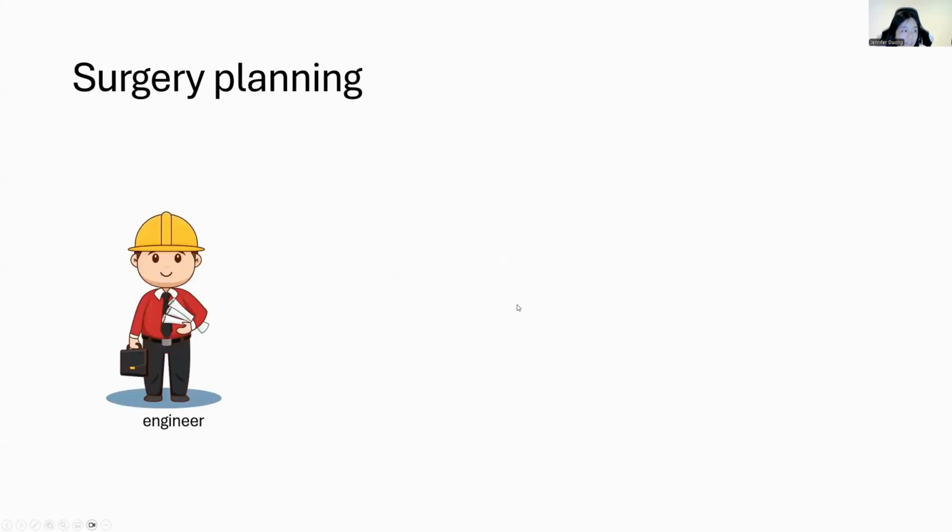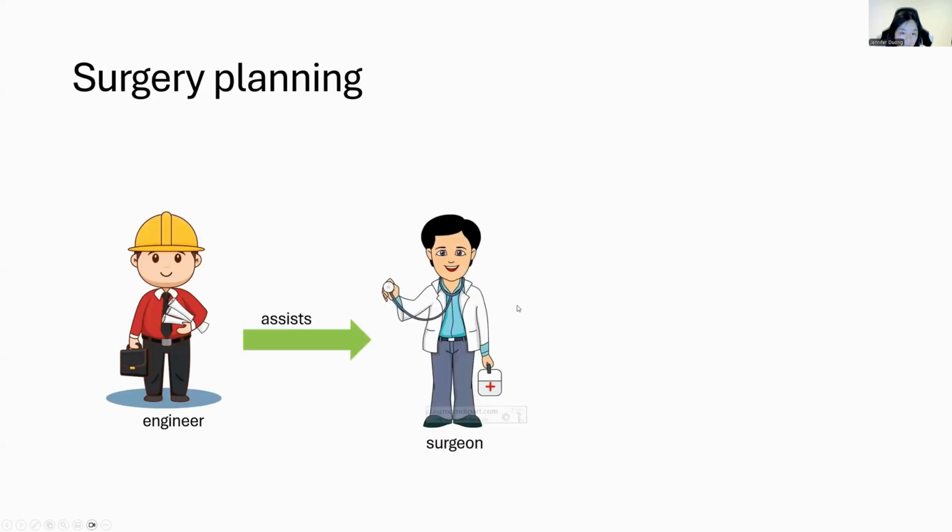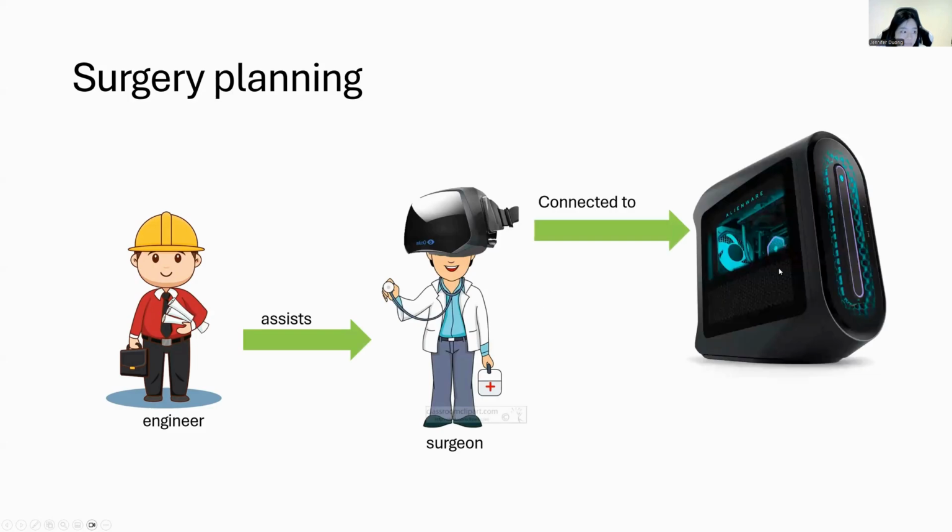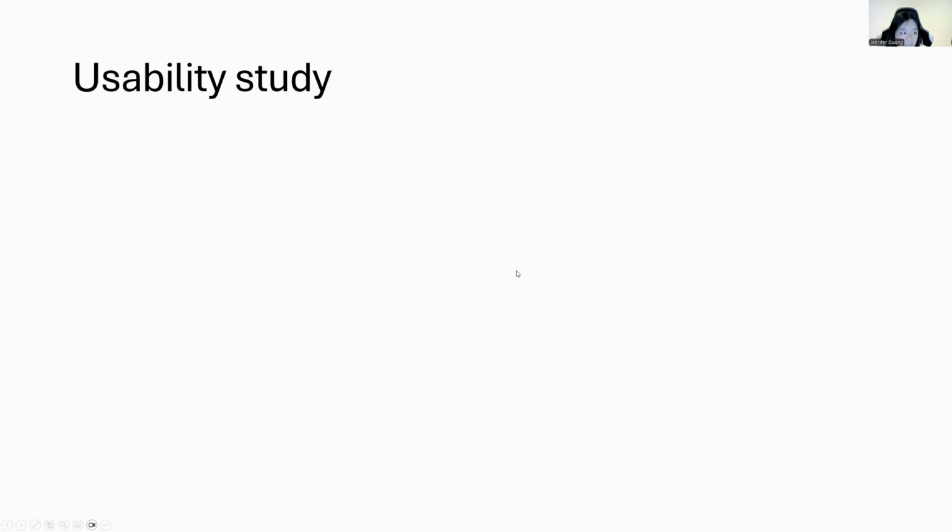Surgery planning is the most crucial part, and this is where an engineer assists a doctor who wears a VR headset that is connected to a somewhat powerful PC. Here the doctor can see all the details of the patient's state and is able to output a patient-specific tool design.